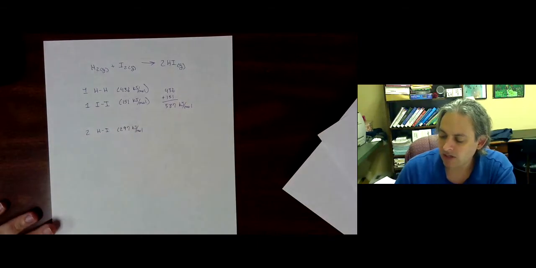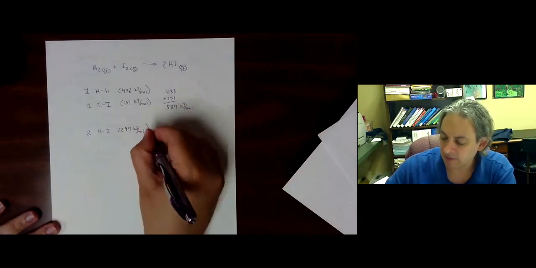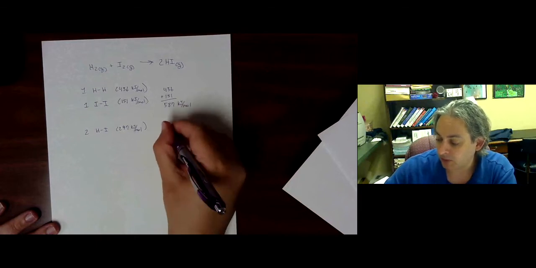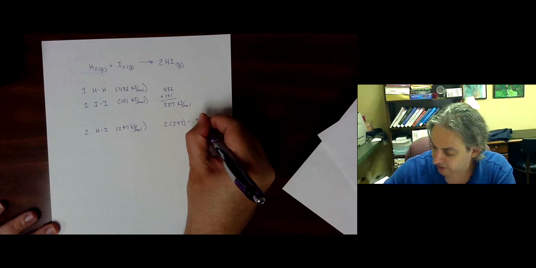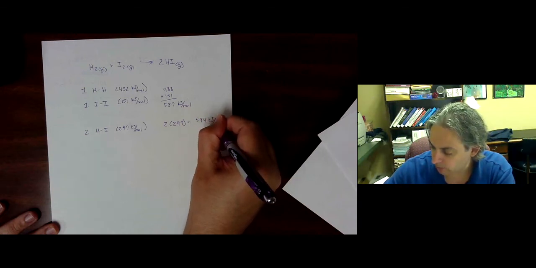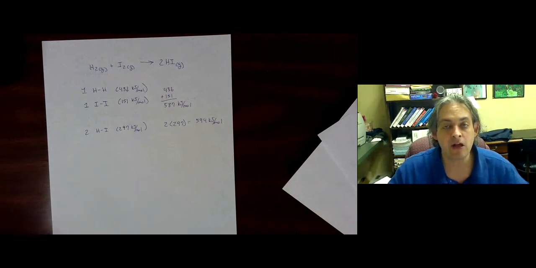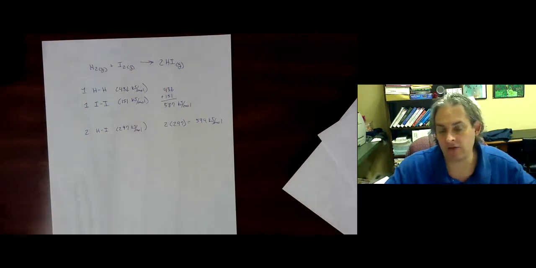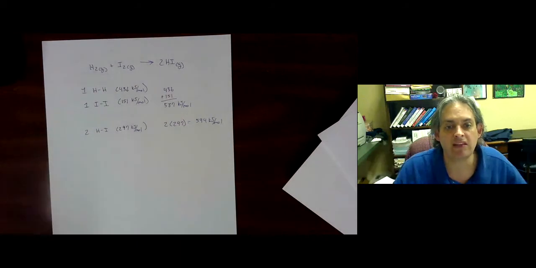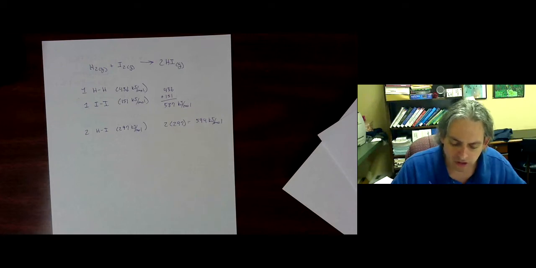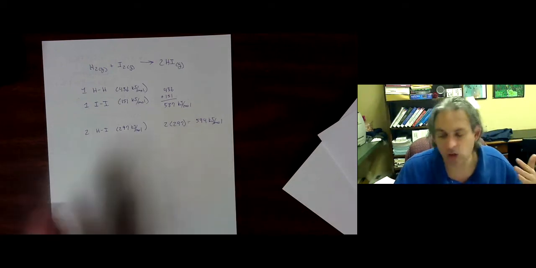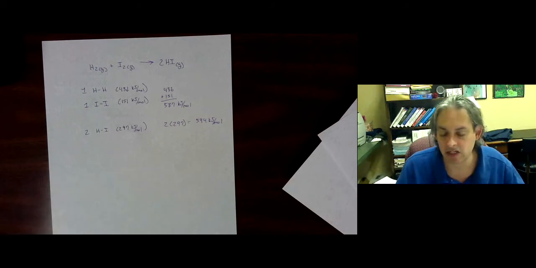So we have 297 kilojoules per mole for HI, and now we have 2 of those. So we need to multiply that by 2. So 2 times 297 gives us 594 kilojoules per mole. And so that tells us that when those HI molecules were formed, 594 kilojoules per mole was given off. That's how much energy was released whenever those two hydrogen iodide molecules were formed. So then what is the total enthalpy? What is the delta H for this reaction?